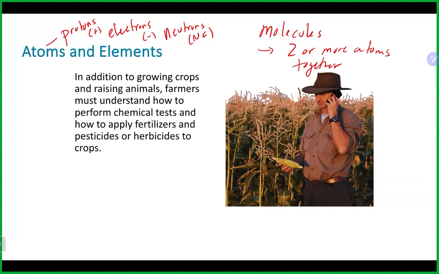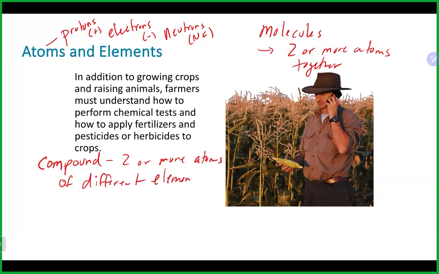And that's oftentimes confused with another word, which is a compound. A compound is also 2 or more atoms together, but it is actually 2 or more atoms of different elements.